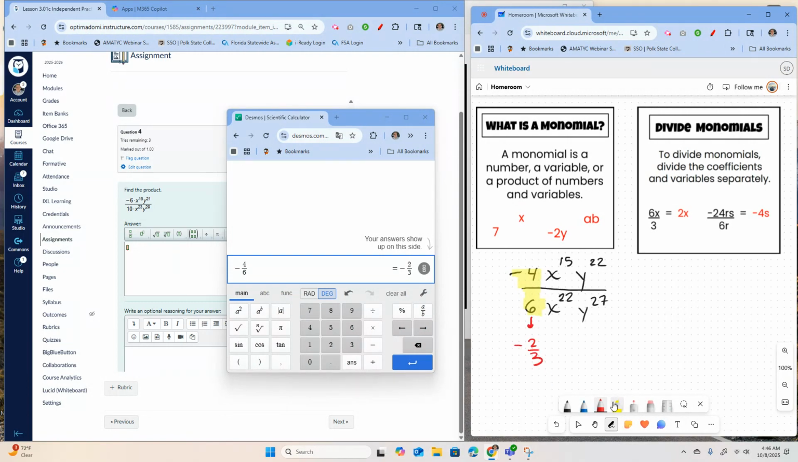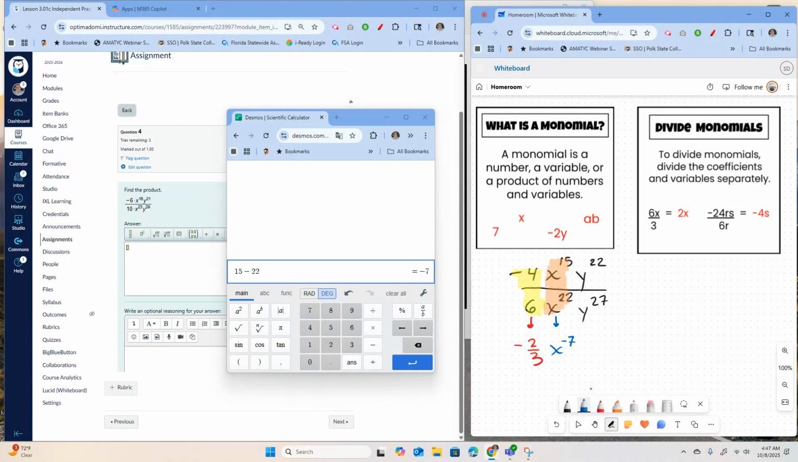Now I'm going to divide the x's. So let me change color here. When I divide the x's, I'm going to keep the x, and I'm going to subtract the exponents. And again, leave the calculator because most likely here you're going to need it. So you're going to take 15, the top exponent, subtract the bottom exponent. And you can see I got negative 7.